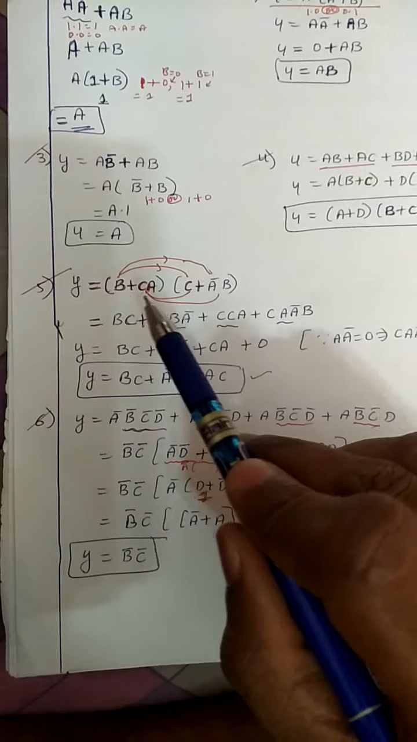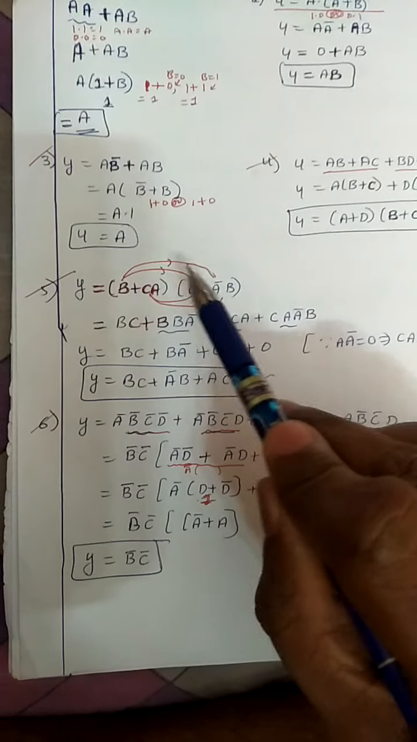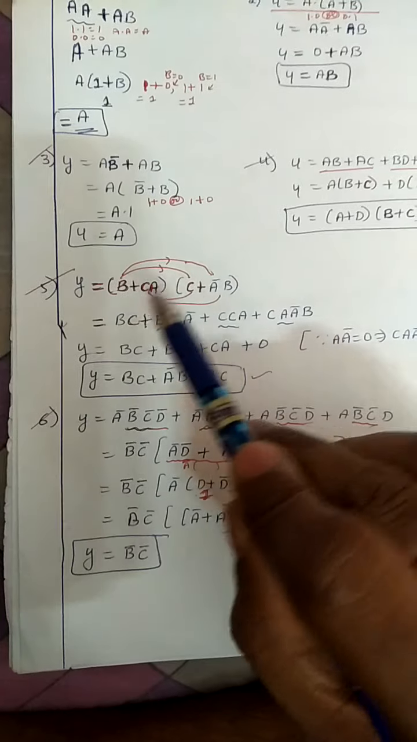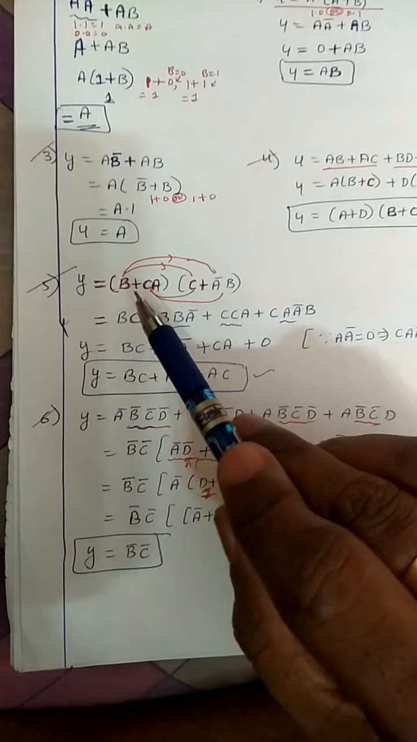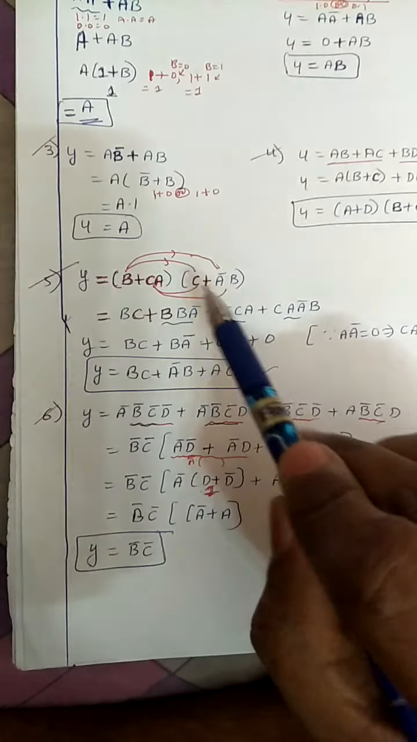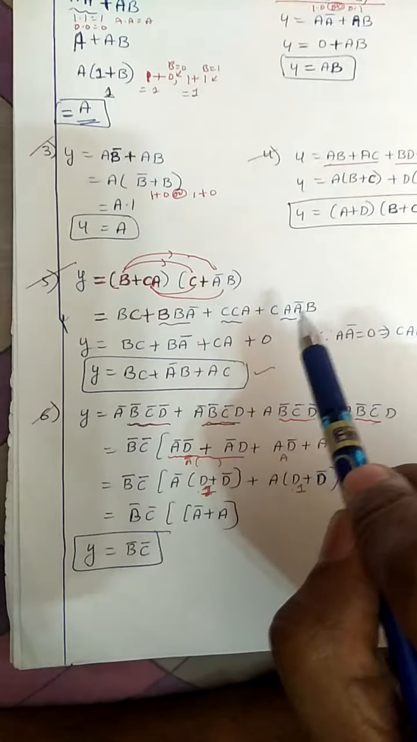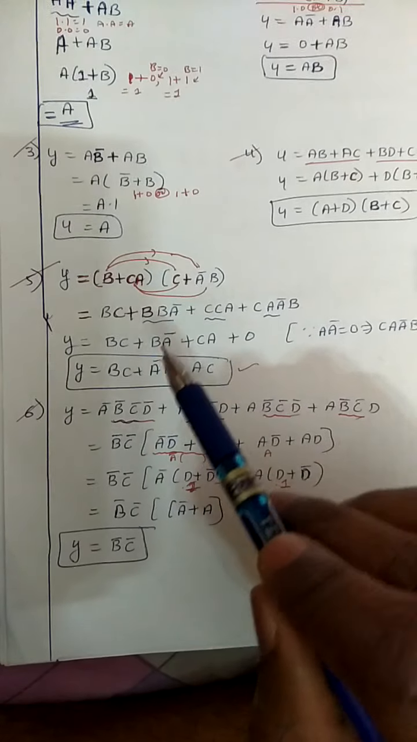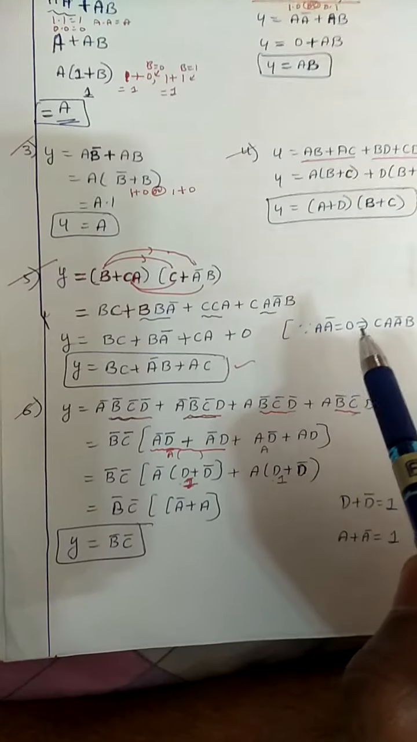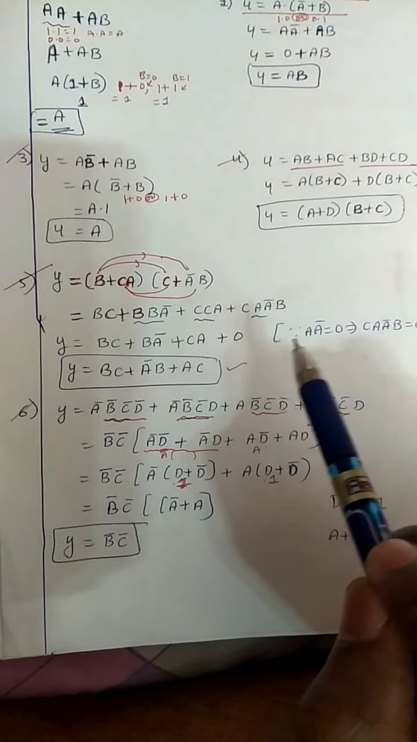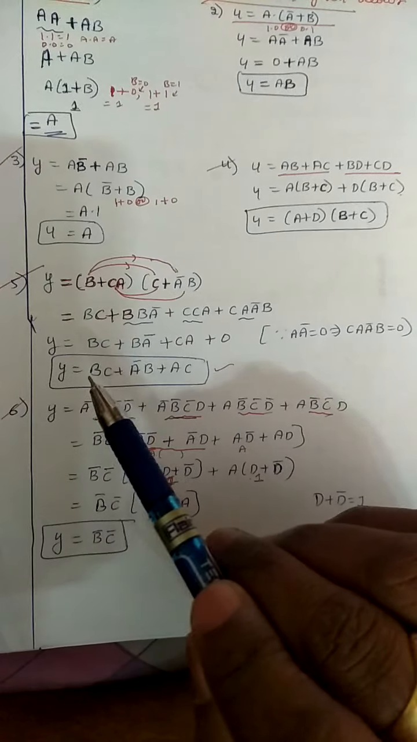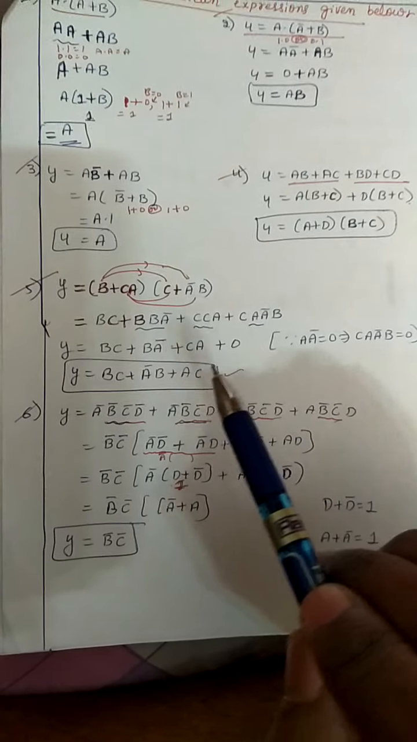If you come to this problem, you multiply B to these two terms and CA into these two terms. So B to these two terms means BC plus BA bar B plus CCA plus CAA bar B. BB means B, CC means C, A A bar is 0. Therefore, your final solution is BC plus A bar B plus AC.